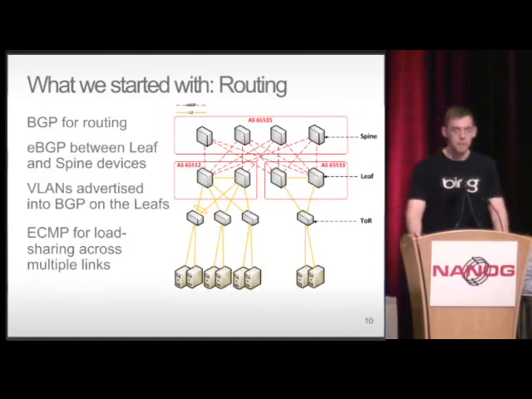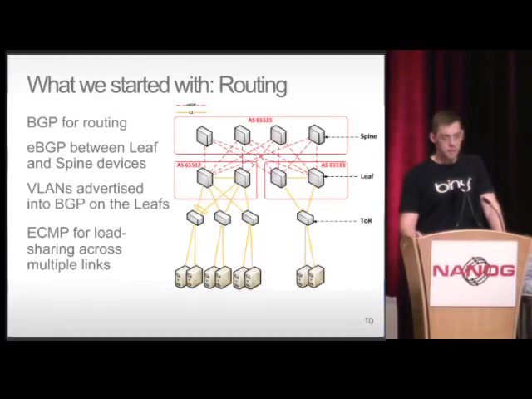So for the routing, after a lot of discussions, we chose to use BGP only as a routing protocol. As you can see, we have a single AS number for the spine, for all spine devices, and then a single AS number for every container. Essentially, on the leaf switches, you simply advertise the leaf VLANs into BGP, and you use equal cost multipath for load sharing across the links in the topology.